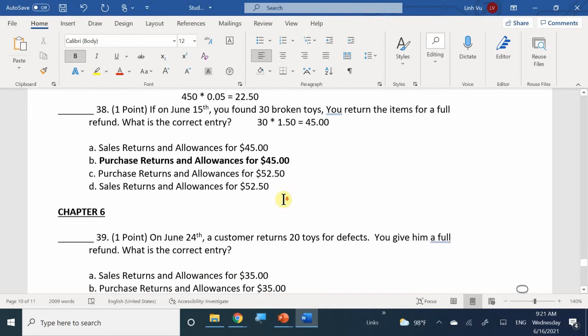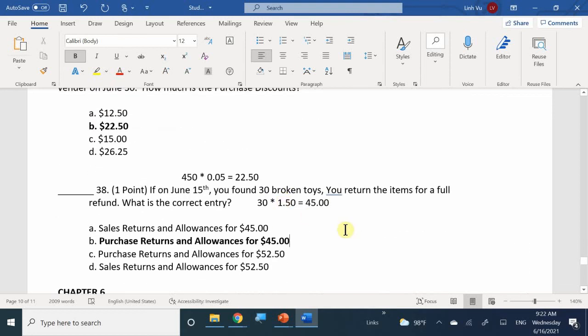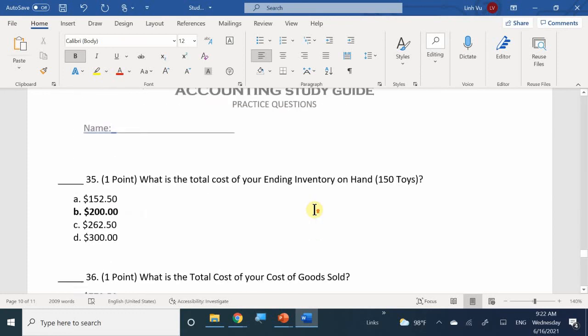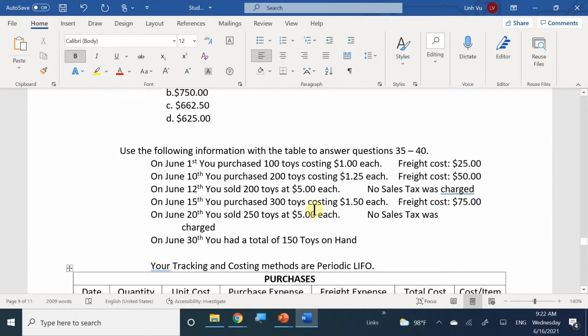All right, so that is all for chapter 5. Like I've mentioned before, you are responsible to know how to journalize a purchase. So I can ask you, on June 1st, journalize the purchase of 100 toys on account, and you're going to tell me purchase expense for 100, freight expense for 25, and if it's on account, accounts payable for 125. So make sure you know that.